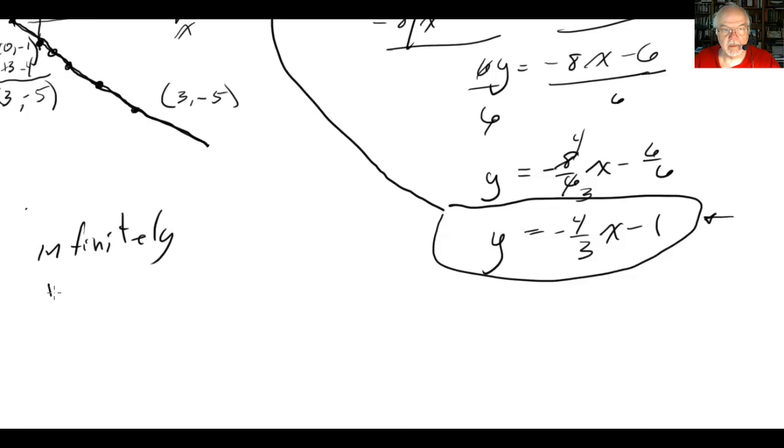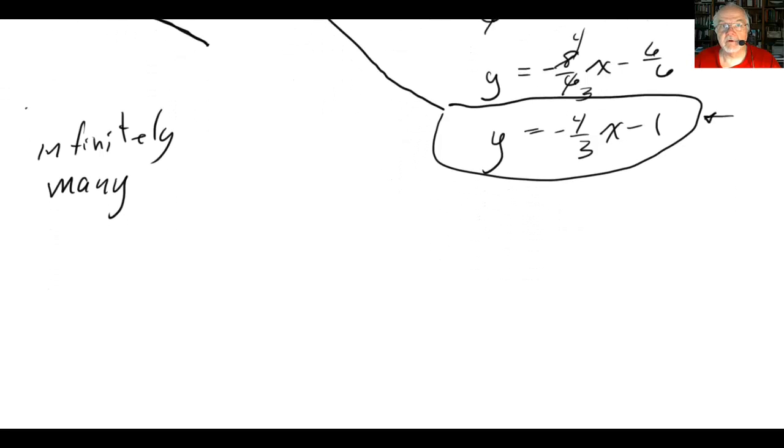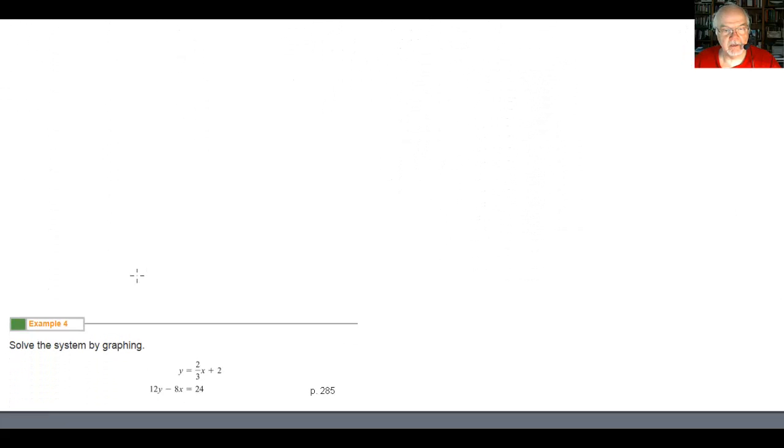Infinitely many solutions. What you should do now, of course, as I've been suggesting all along, is go to the book, turn to page 285, and take a crack at doing this example before you look at the detailed explanation of the solution given by the author. Good luck.